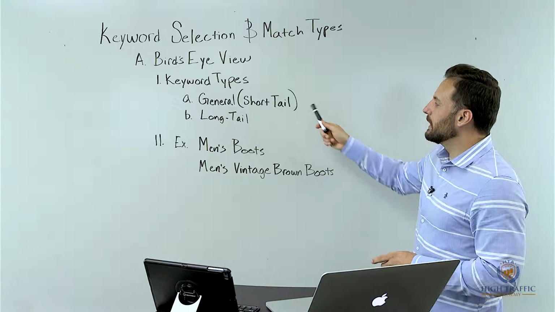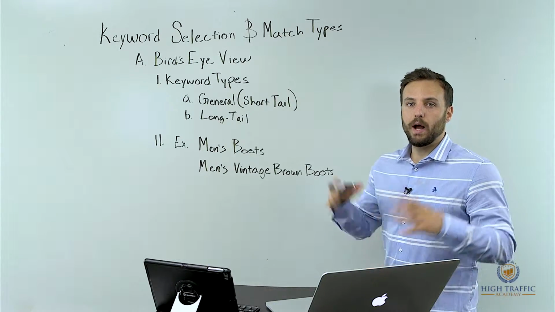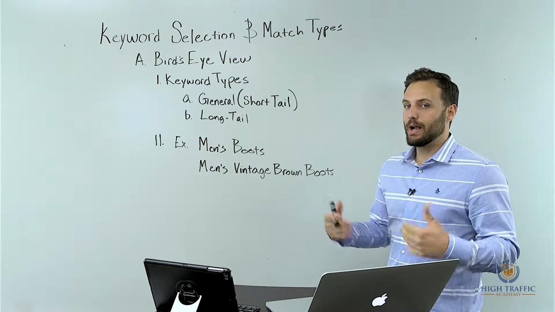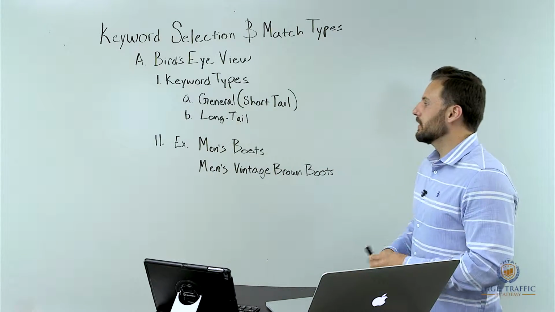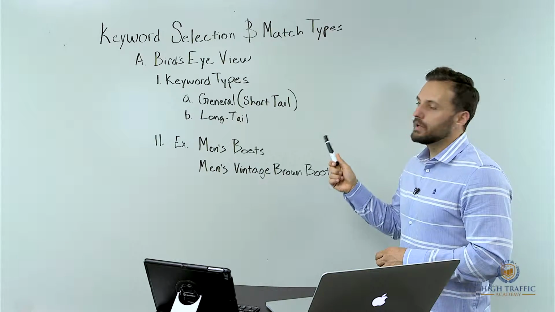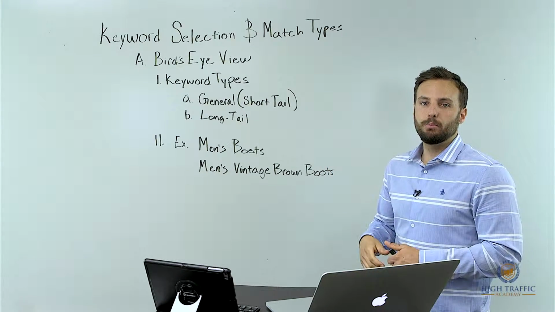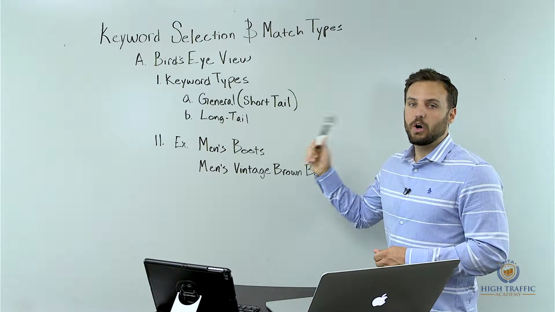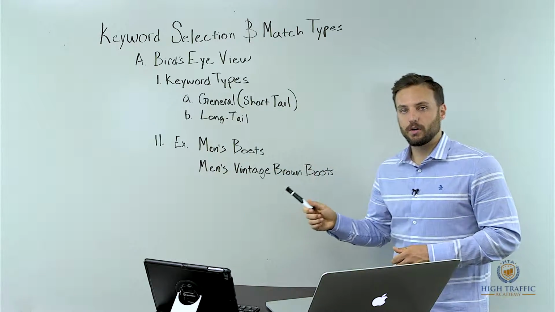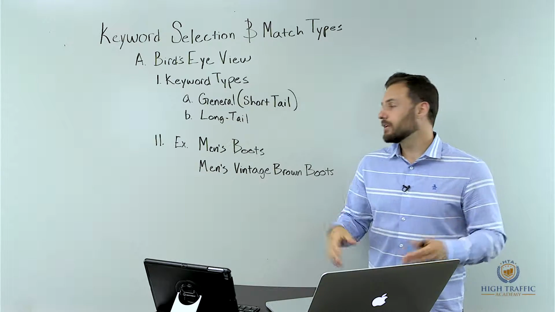The pro to general short tail keywords is you cast a very wide net and you'll drive a ton of traffic to your site and you'll expand your audience base. The con is you're typically going to see lower conversion rates with very broad general keywords, and it costs more to target general short tail keywords because it is more competitive.